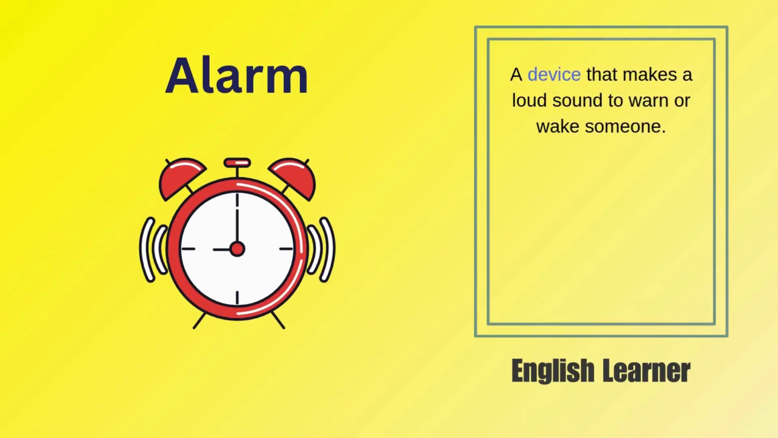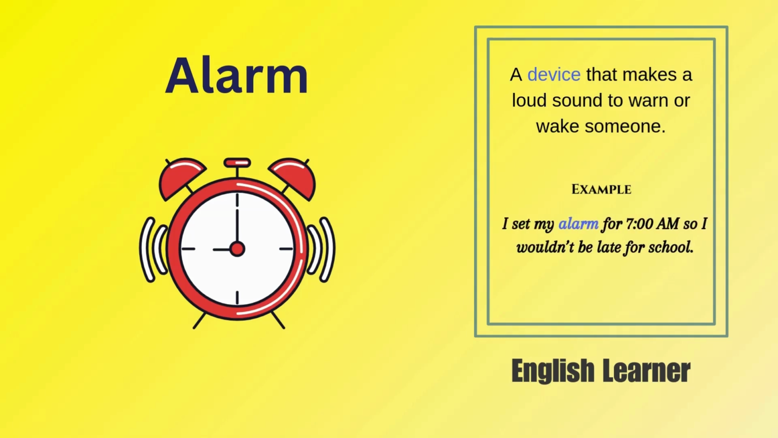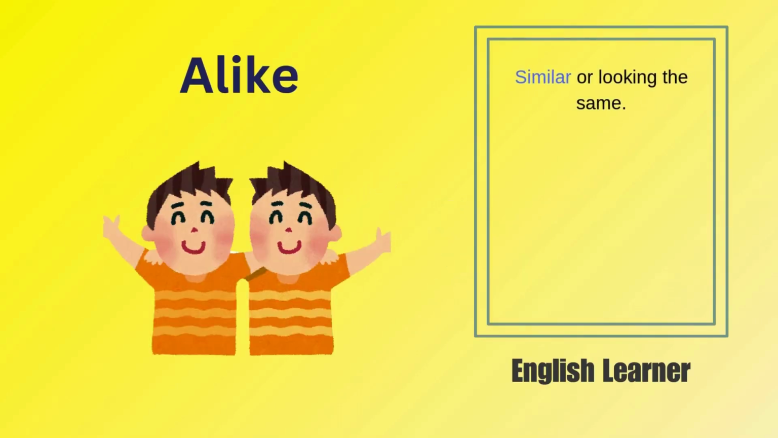Alarm. A device that makes a loud sound to warn or wake someone. Example. I set my alarm for 7 a.m. so I wouldn't be late for school. Alike. Similar or looking the same. Example. The twins look so alike that it's hard to tell them apart.